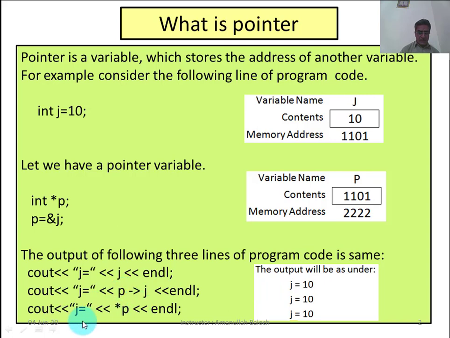What will be the response of this third line of code? Here the computer will display j is equal to *p. What does it mean? Star means value at address. It means value at address p. The value of p is 1101, which is the address of j. Value at address 1101. The 1101 address contains the value 10. So the computer will display j is equal to 10.